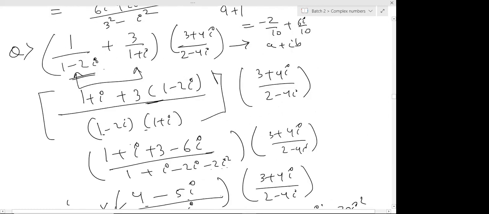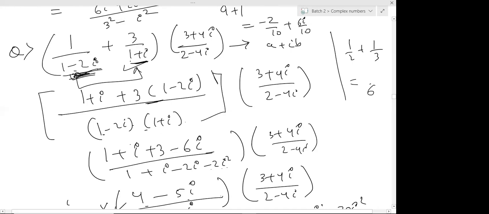See, these two are two different complex numbers, right? So the LCM will be the same multiplication. Just as you have 1 upon 2 plus 1 upon 3, the LCM is 6, that is 2 into 3, right? Same way, I can take the LCM as this into this, 1 minus 2i into 1 plus i.